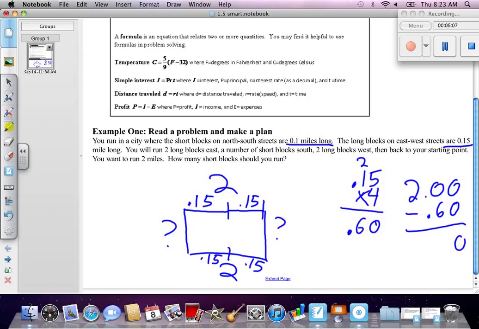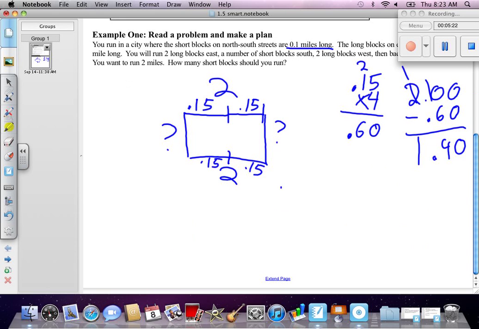Okay, so 0 minus 0 is 0. Can't subtract here. Going to change this. 10 minus 6 is 4. Bring down the decimal point. So I still need to go 1.4 miles. All right. How long are those short blocks again? 0.1. So I've got 0.1, and I need to have so many miles that it equals 1.4.